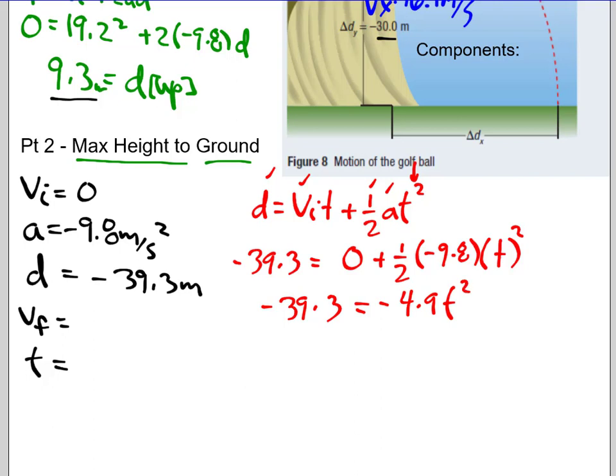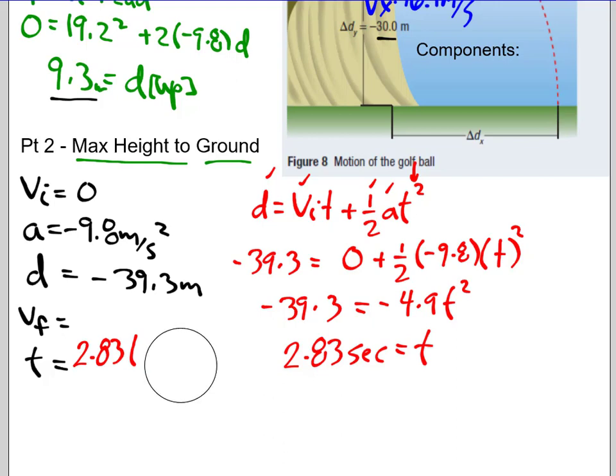Okay, so we're going to take that 39.3 divided by 4.9, hit equals, and then take the square root of that value, and we get 2.83 seconds equals time. Okay, so we now have our time. Oops, seconds.